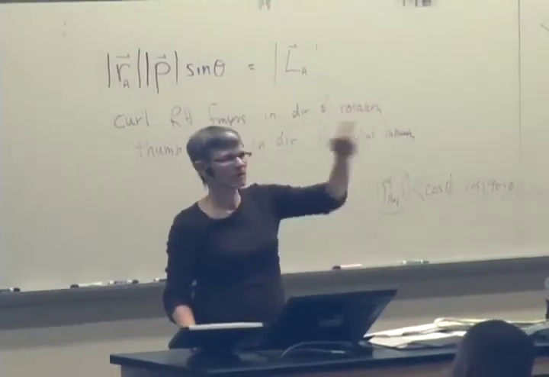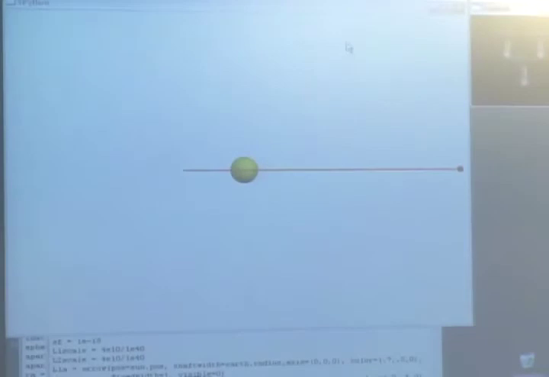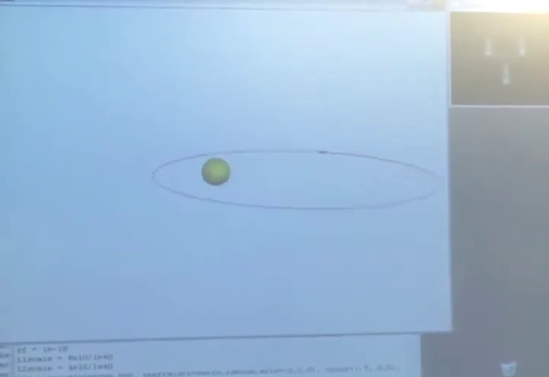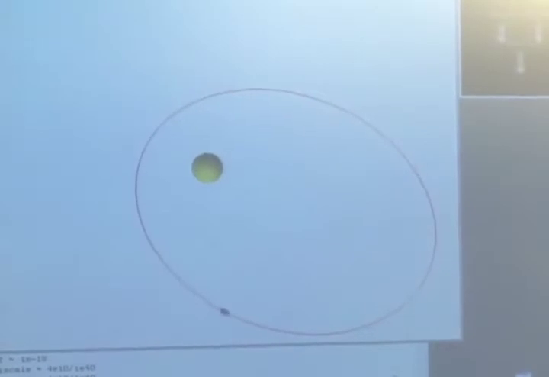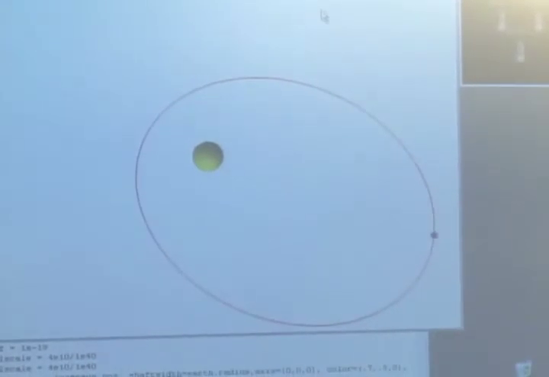So here's an elliptical orbit, a comet or something. It seems to be in the XY plane, so let's rotate it. But now we have something interesting because here's R. The magnitude of R isn't constant. And here's the momentum. As you know, it's speeding up when it gets closer and slowing down when it's farther away, so that's not constant either.